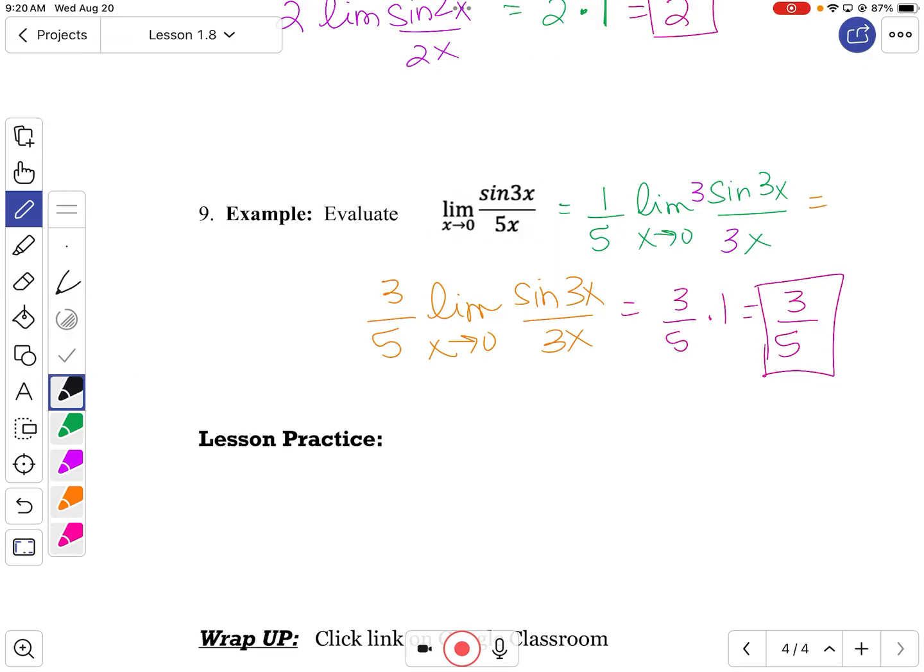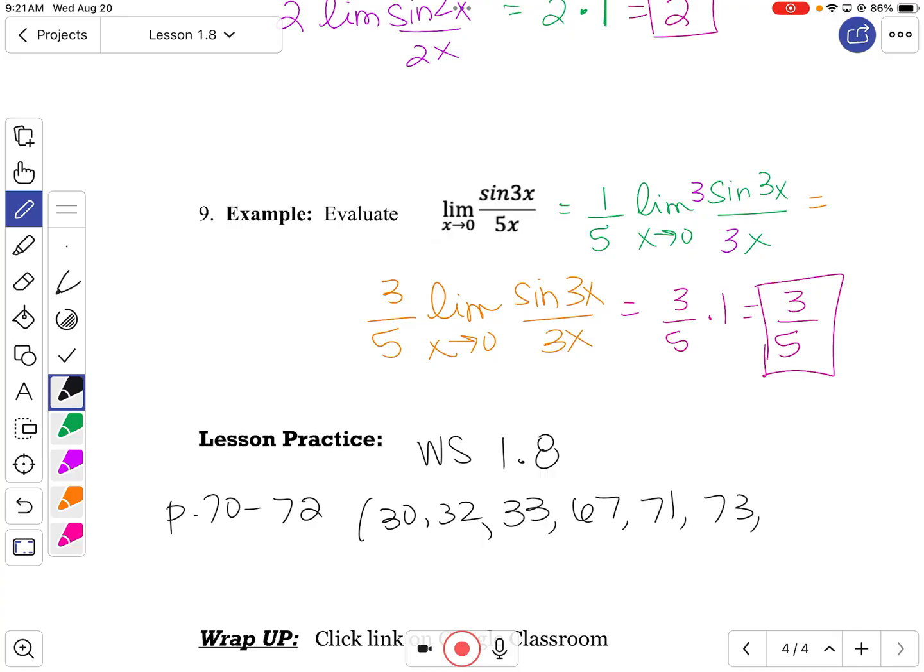Alrighty, so here's some practice for you. There's a worksheet back there, all right, 1.8. And those are just some AP Classroom type questions so you can see what they're going to look like, all right, AP level. And then out of your book, just some practice, page 70 to 72, all right, number 30, 32, 33, 67, 71, 73, 74, 75, okay? That's mainly just to help you look at some squeeze theorem questions and some of those kind of new trig limits, practice those, okay? Your wrap-up is active on Google Classroom, so do that for me.